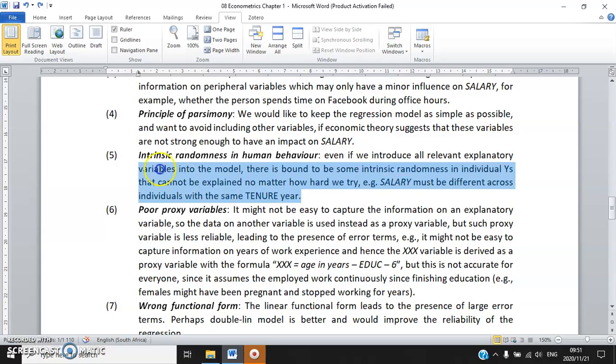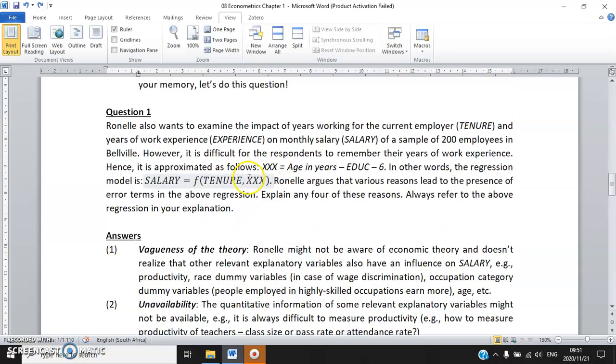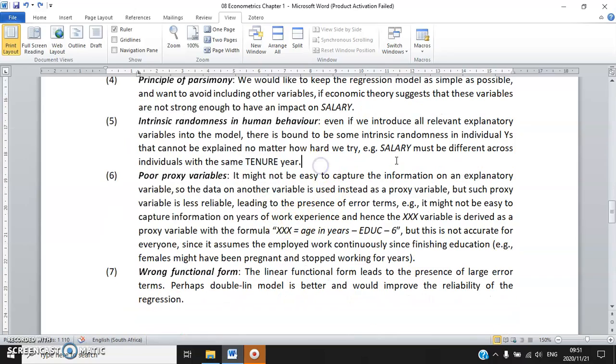Intrinsic randomness in human behavior means that even if we run the most flawless regression and include all the relevant explanatory variables, there is still bound to be some noise or intrinsic randomness in the individual Y, or human behavior, that we can't explain no matter how hard we try. For example, even if X2, the tenure in years, is the same for all the people, there will most likely still be some differences in their salary.